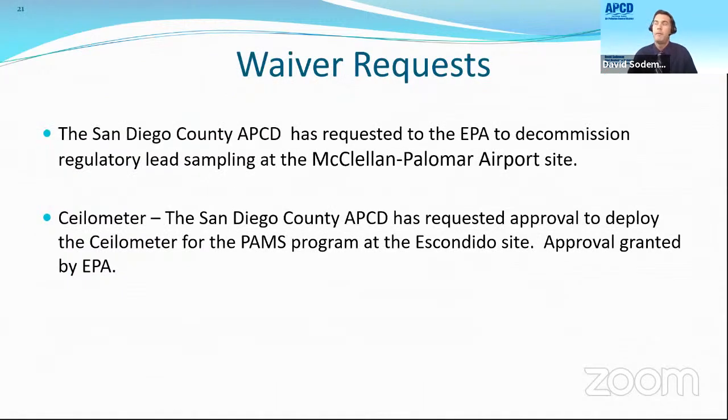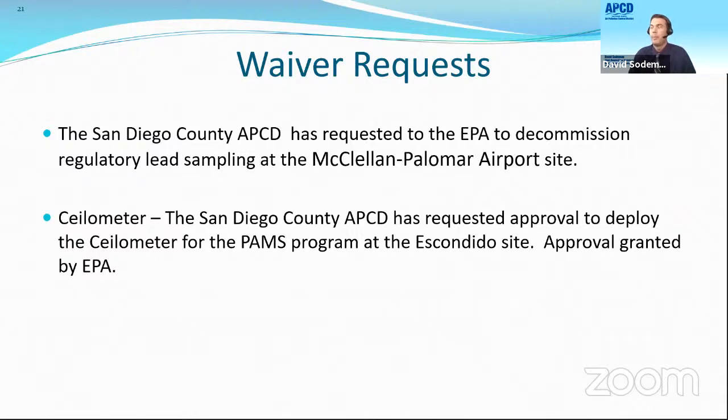We also have a few waiver requests. As mentioned earlier, the district has requested to EPA to decommission the lead sampling at McAllen-Palomar Airport. EPA has not made a ruling on that request. Until such time that they grant the request, if ever, the district will continue sampling and analyzing for lead at the airport.